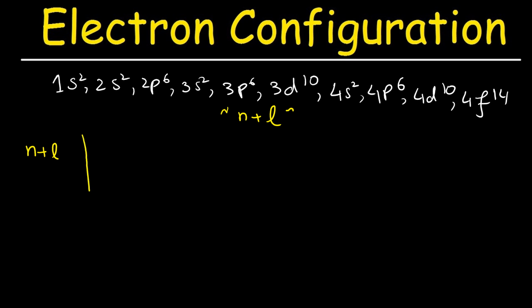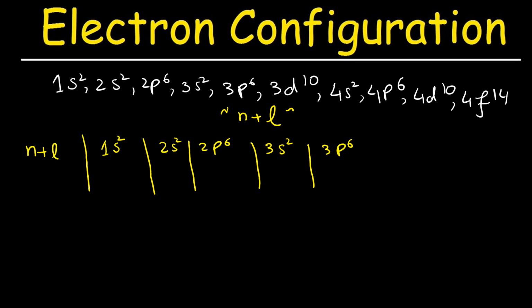So we have the 1s2 orbital, the 2s2 orbital, 2p6 subshell, 3s2 subshell, 3p6 subshell, 3d10 subshell, 4s2 subshell, and 4p6 subshell, and so on.